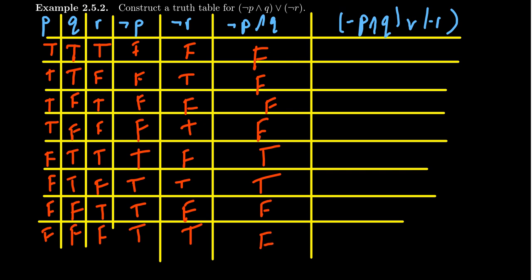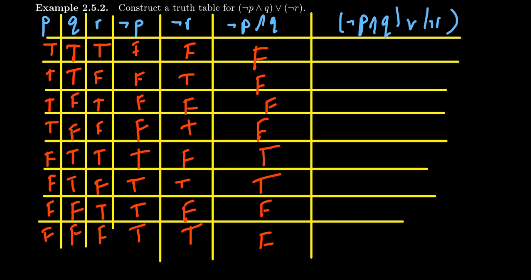So most of those were false, but that's what you expect for an and statement. Then finally, to do the last column, not P and Q or not R. My nots need to look more like negation symbols, like so. So now we're going to consider not R and this column. So we're doing an or, you look into those two columns.